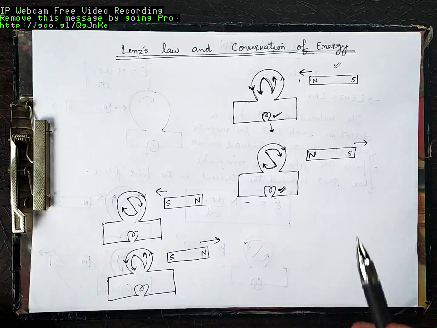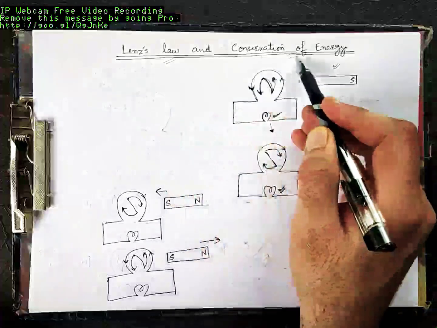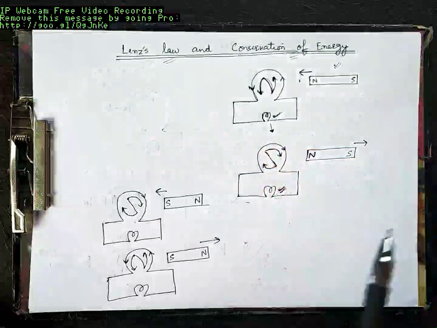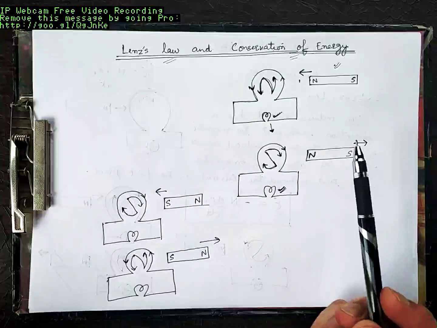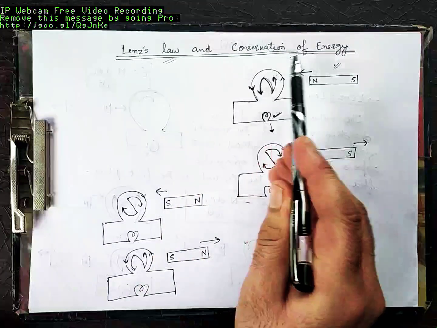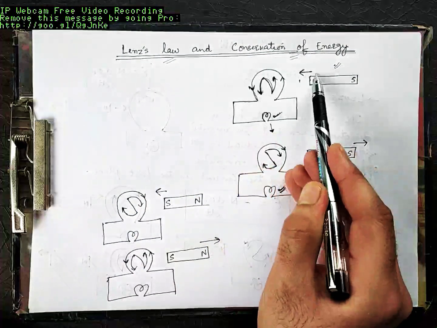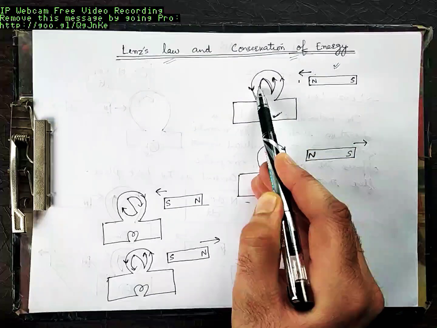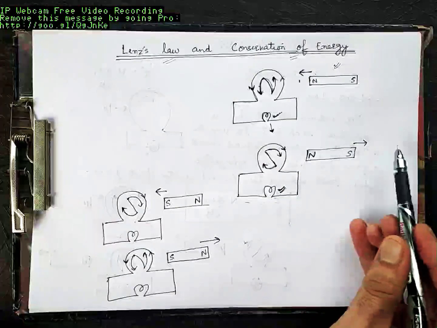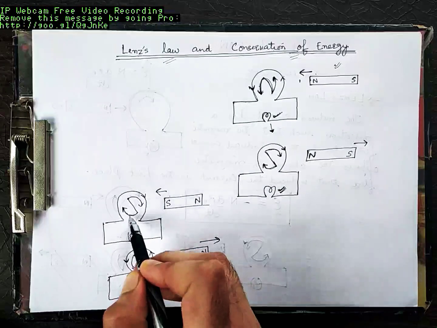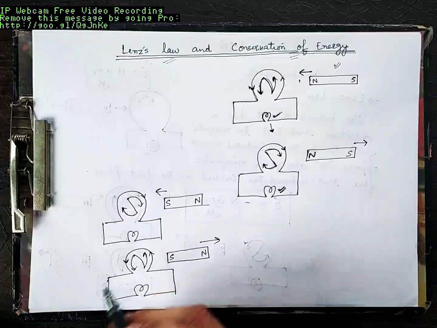That's why I mentioned here Lenz's law and conservation of energy. Lenz's law is basically the manifestation of conservation of energy. It's in accordance with the conservation of energy. That's why when you move north towards the coil, north should get induced. When you move north away from the coil, south should get induced. When you move south towards the coil, south should get induced. When you move south away from the coil, north should get induced.